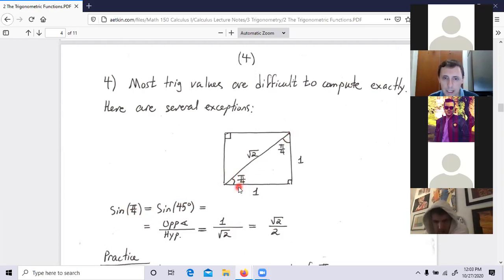So what I can do is begin by taking a square with side length 1. So this is 1 and this is 1, yes? And then I cut the angle in half.